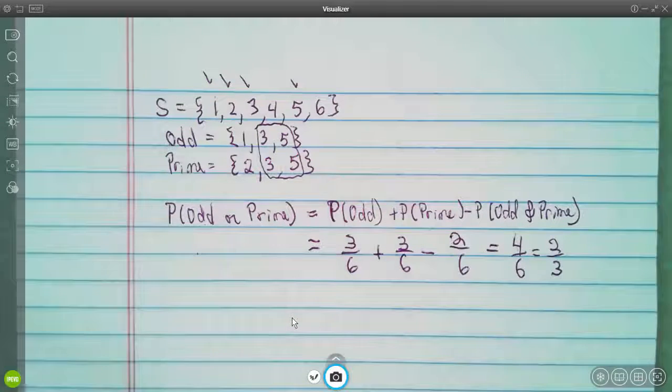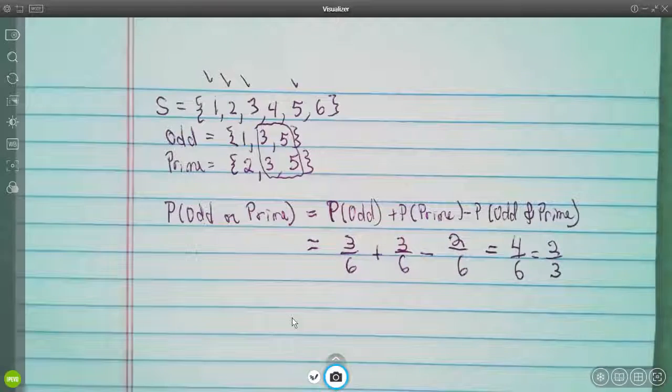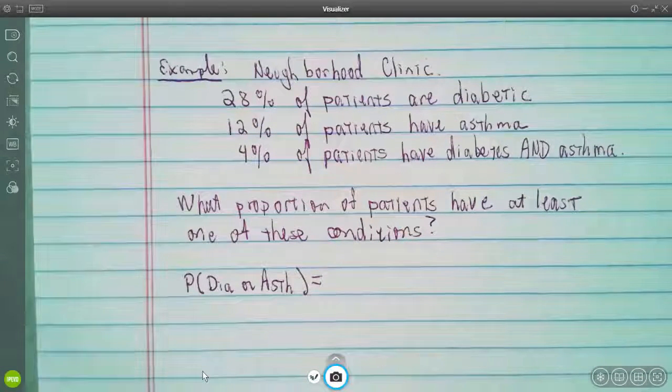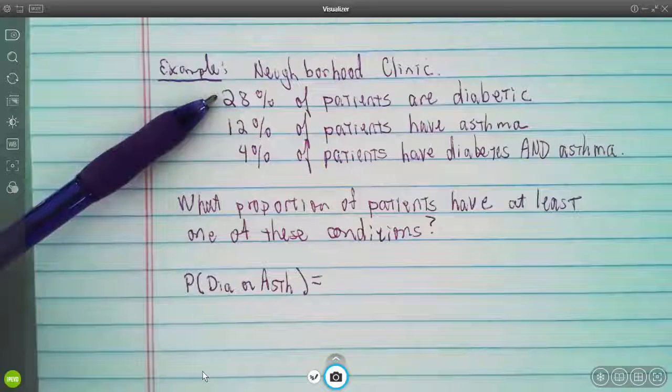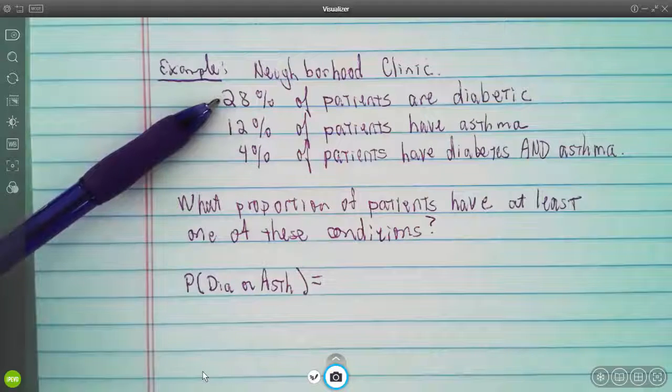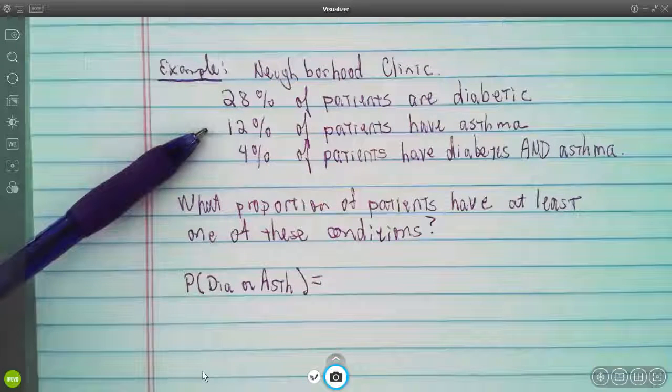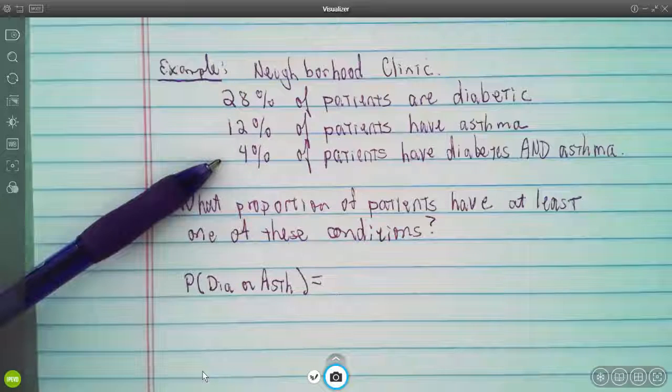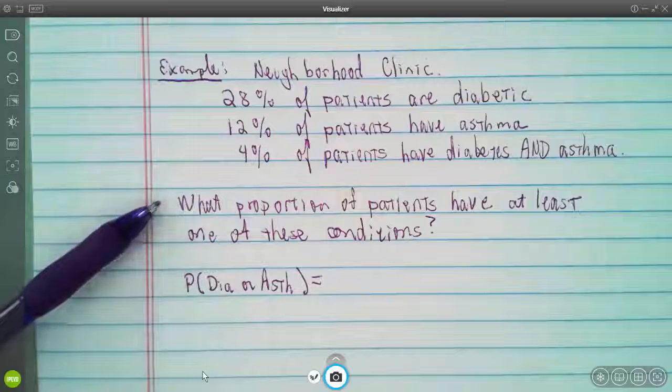So this formula is indeed useful, and we will make use of it as we make our way into the homework problems. So let's take an example where we really need the formula. Let's suppose a neighborhood clinic that's operating in a low-income neighborhood looks over their records and determines that 28% of the patients they see are diabetic, 12% of the patients have asthma, and 4% of the patients have both diabetes and asthma. What proportion of patients have at least one of these conditions?